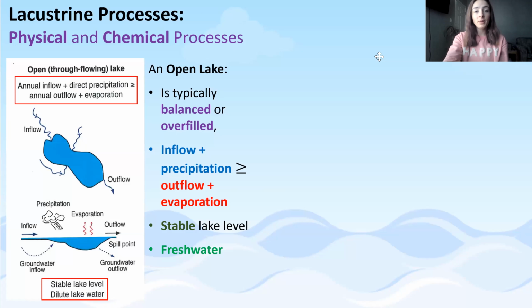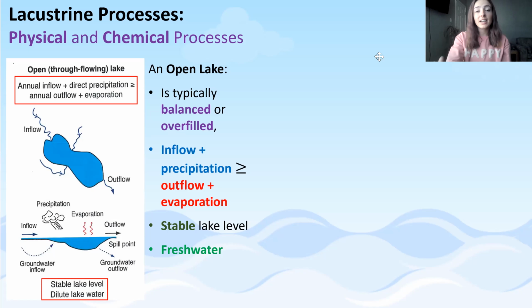So for example, an open lake is one in which inflow and outflow occur, and the annual inflow to the lake plus the direct precipitation, so everything going into the lake, rain and river input, is greater than or equal to everything going out of the lake, or outflow plus evaporation. And so this means that open lakes are balanced or overfilled. If the input, inflow plus rain, is greater than the output, or outflow plus evaporation, then it is an overfilled lake. However, if they are equal, it is a balanced filled lake.